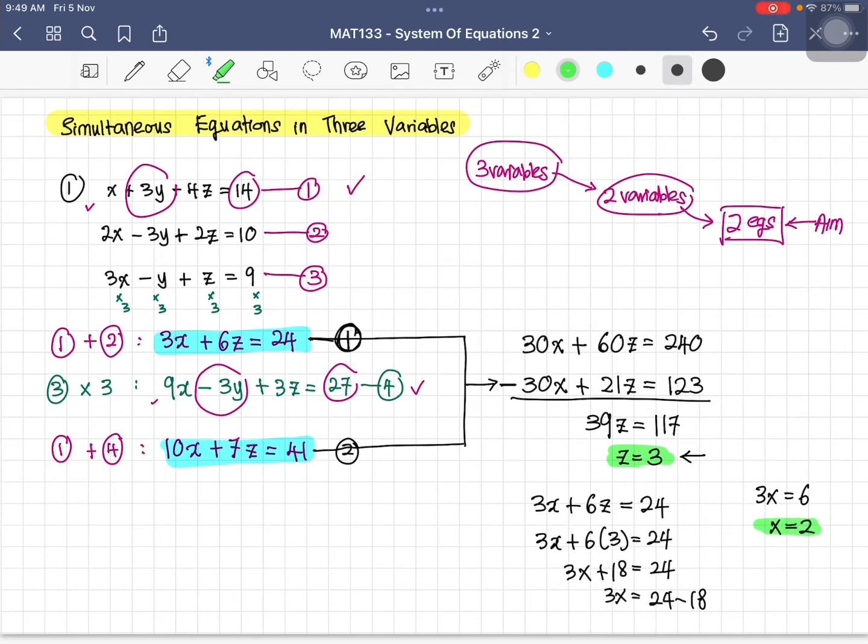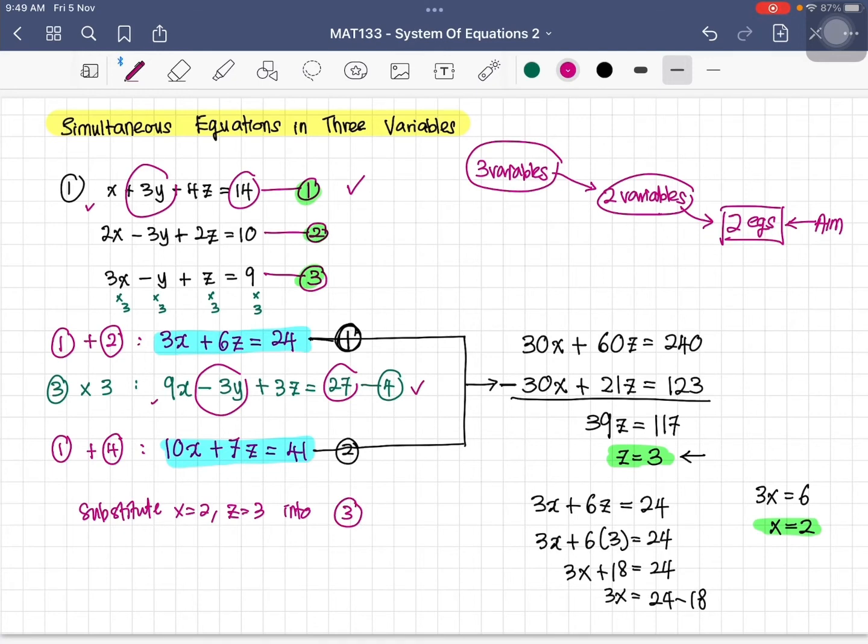But now to find the value for y, you can actually substitute the value of x and z inside any of these equations. All right? So suppose I substitute it inside the third equation. All right? So let me just write: substitute x equal to 2 and z equal to 3 into equation number 3.